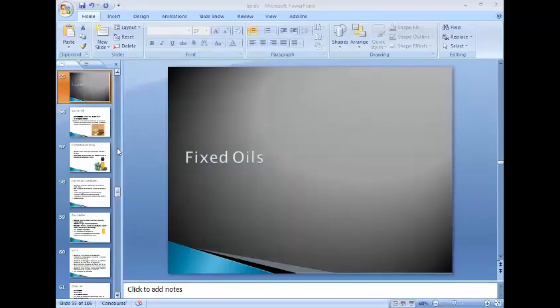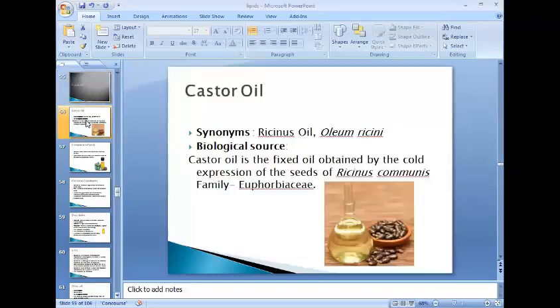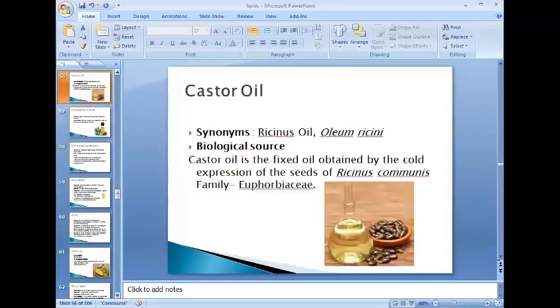Today we have our third lecture of topic lipids, and today we have some examples of fixed oil. First of all, castor oil, that is also called resinous oil, and it's also called oleum resini, and this oil is obtained by cold expression of the seeds of resinous gramines that belongs to family Euphorbiaceae.